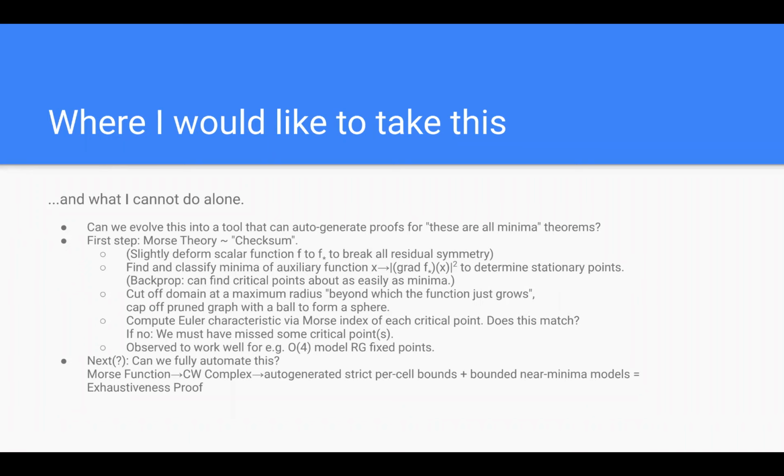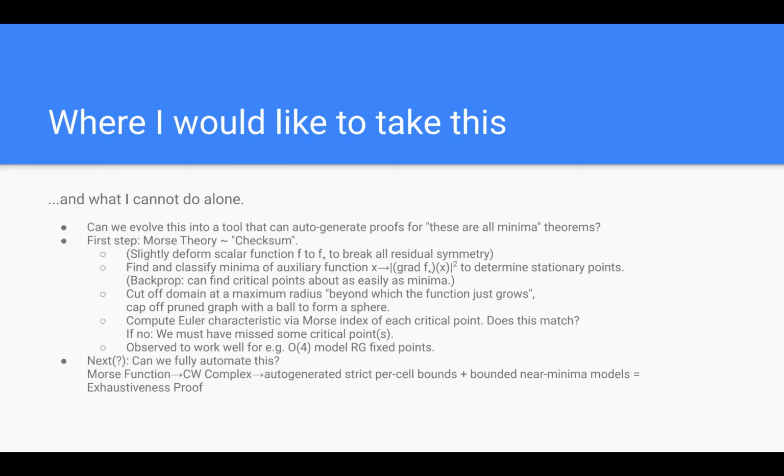So if we have this, and also if the problem is such that we can determine a maximum radius beyond which this length squared of the gradient just grows, we can cut off the graph at that radius. And this pruned graph we then can cap off with a ball to form a sphere. And well, at that point, we immediately know the Euler characteristic of that sphere, 0 in odd dimensions, 2 in even dimensions. And we can also compute the Euler characteristic via the Morse index of our critical points.